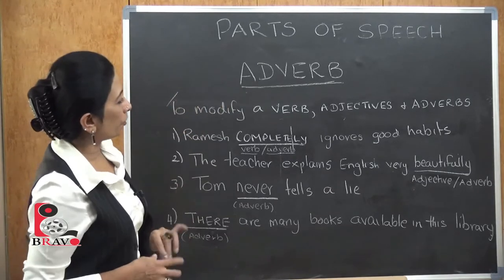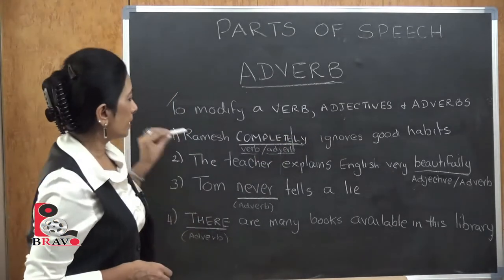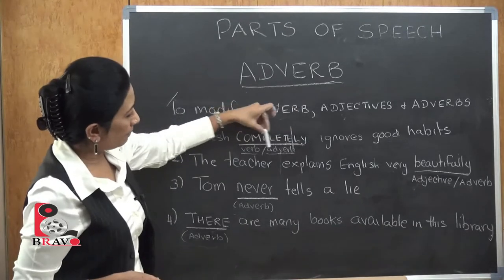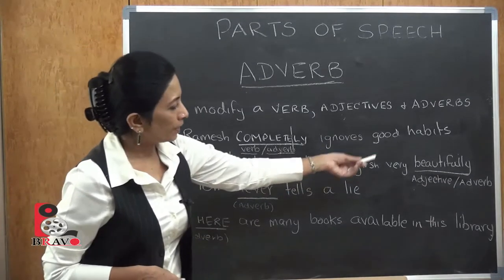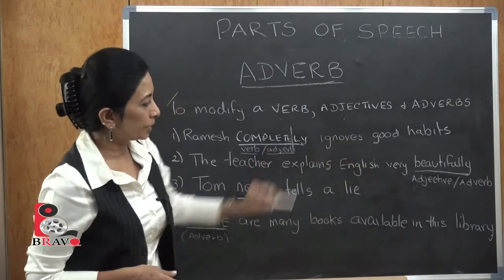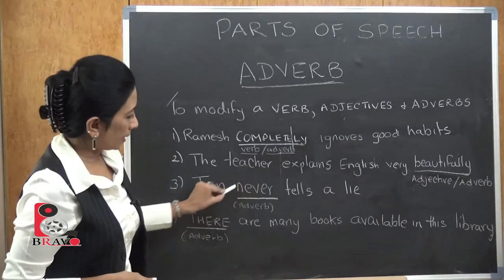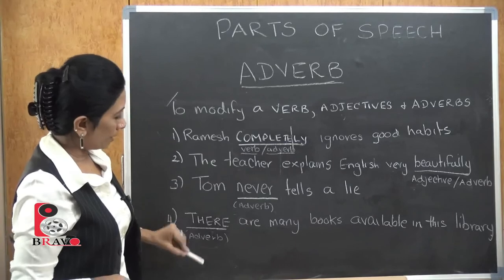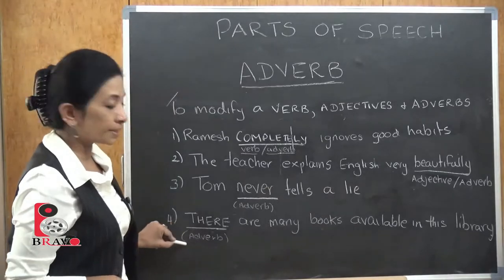I hope you will be able to differentiate between the verb, adjective and adverb. Ramesh completely ignores good habits: the verb and the adverb come together. The teacher explains English very beautifully: the word beautiful becomes beautifully, adjective and adverb combined in one word. Tom never tells a lie: it emphasizes that he never tells a lie, so never is an adverb. There are many books available in this library. So there becomes the adverb.